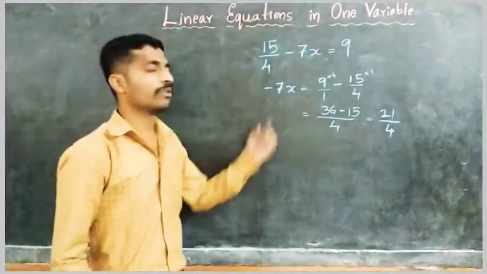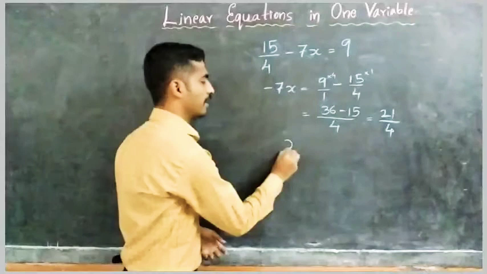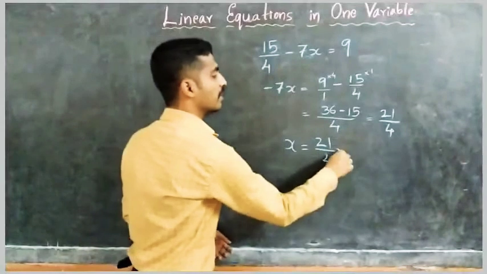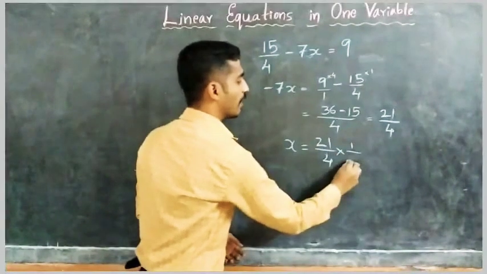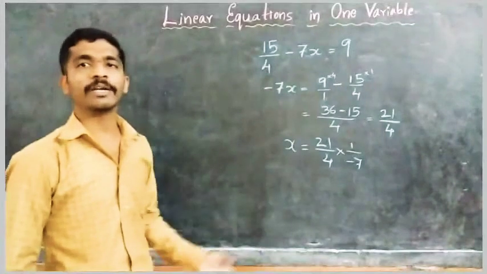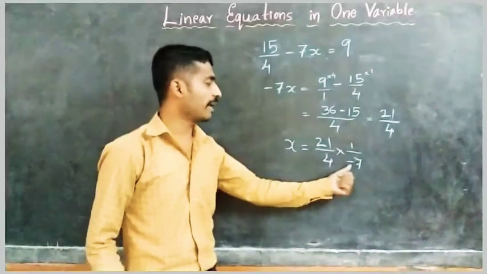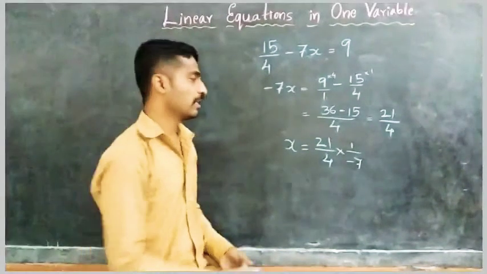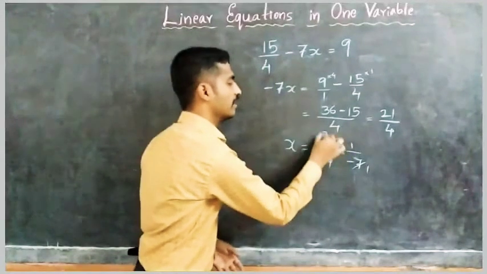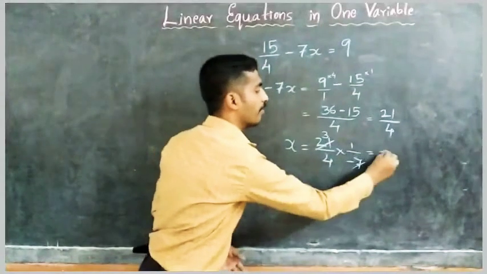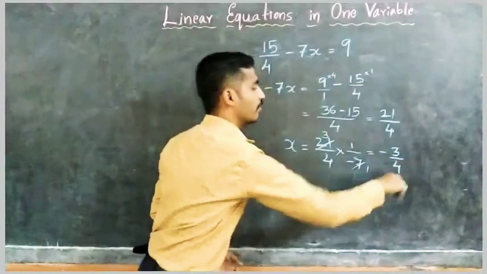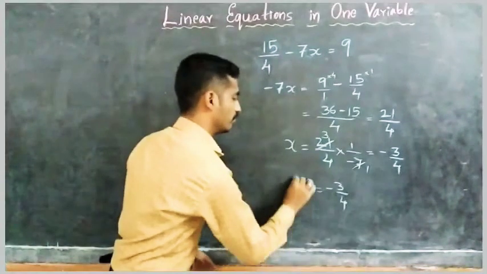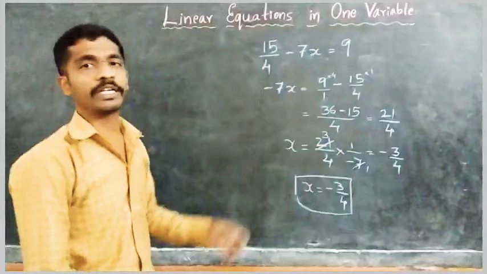Still we need the value of x. So if I take 7 to that side, it becomes division, 1 by 7, or else divided by 7. Here minus is there and here plus is there; if I divide, it becomes minus. So 7 threes are 21, and our answer will be minus 3 by 4. So your x value is minus 3 by 4. This is the solution for the given equation.